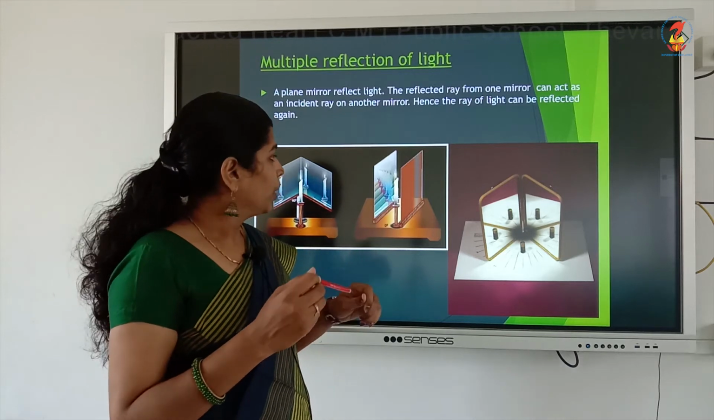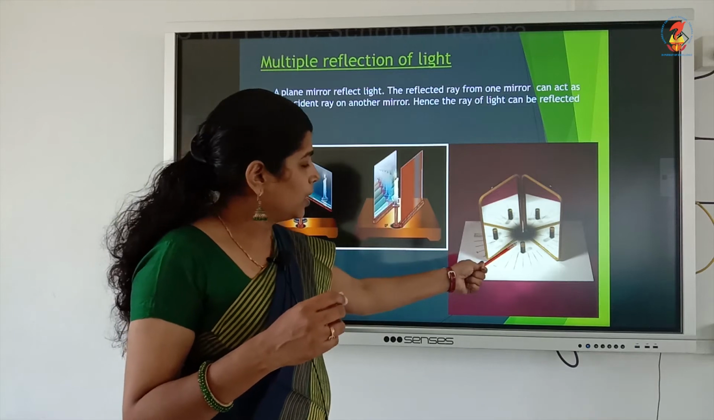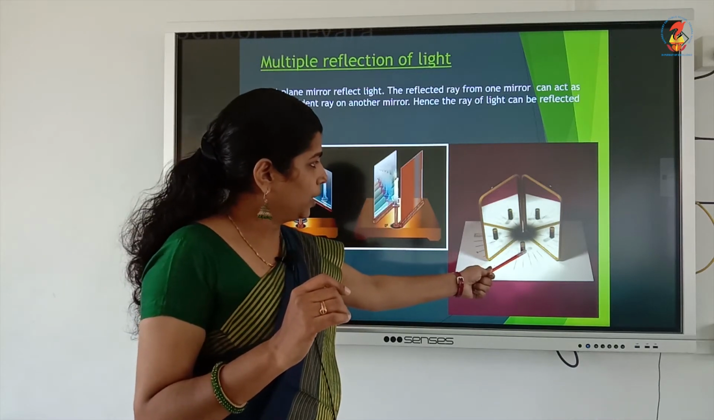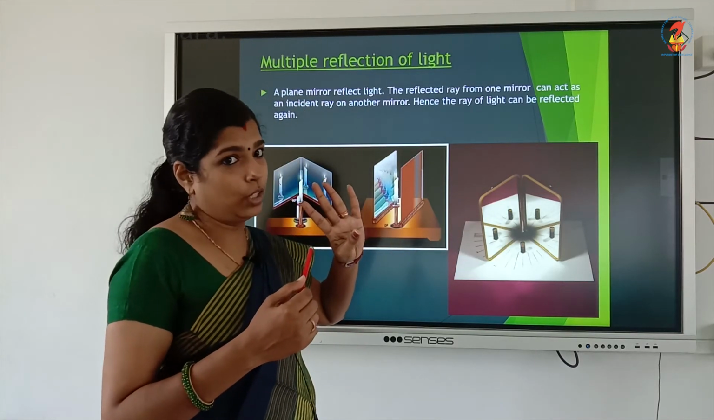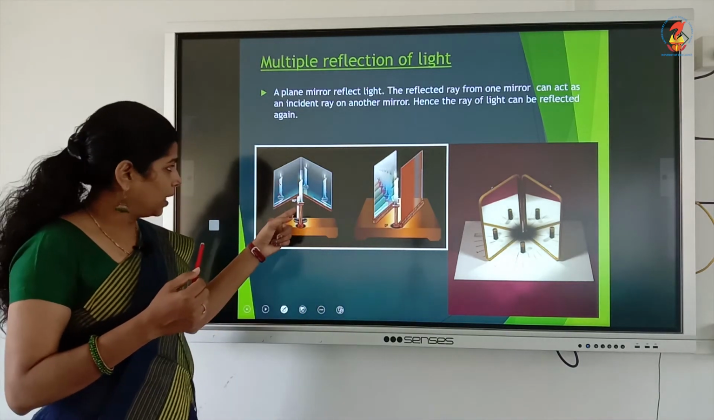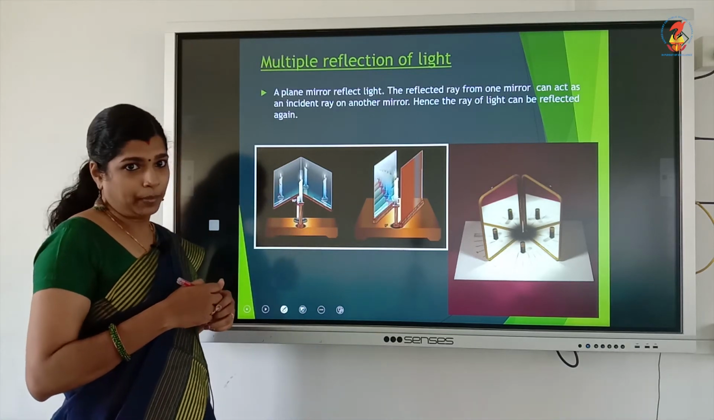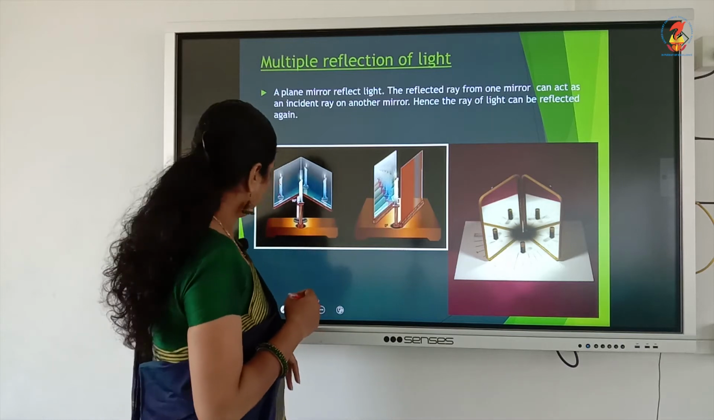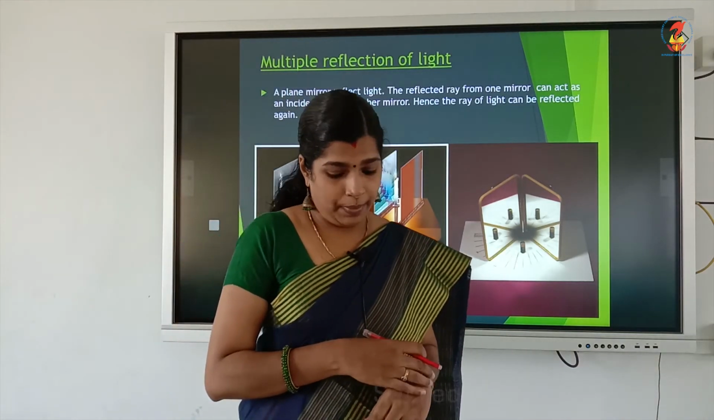Here an equation is there. Before that, here one object is placed. How many images can you see? 4 images you can see. Here one object is there, and here 3 images you can see. So, an equation is there to find the number of images formed in this case.